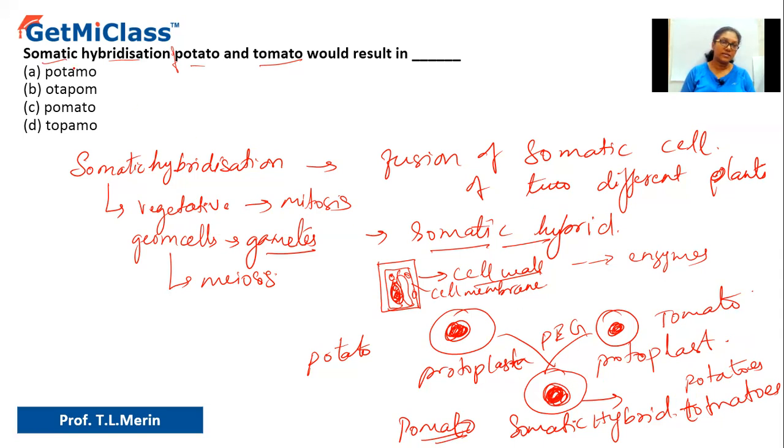So let us see now. It says somatic hybridization of potato and tomato would result in dash. Option A says potamo, which is wrong. Option B says otapom, which is again wrong. Option C says pomato, because that is the name given. Pomato is a somatic hybrid of potato and tomato. That is the correct answer. The last one says topamo, that is again wrong. So let us conclude the answer. The answer is option C.